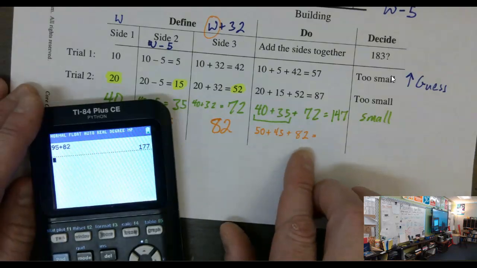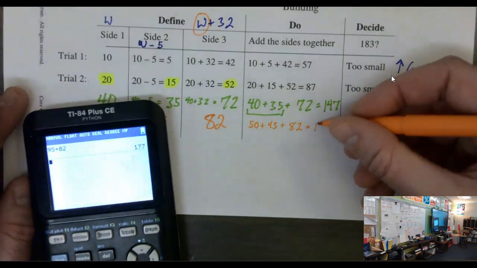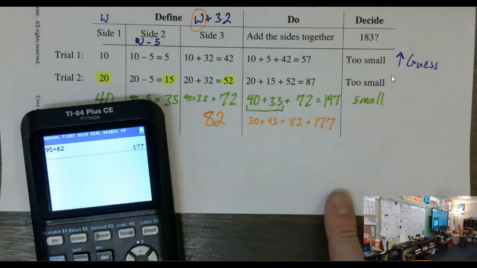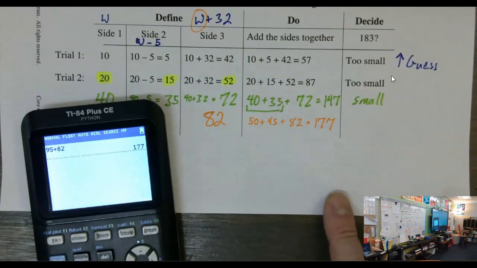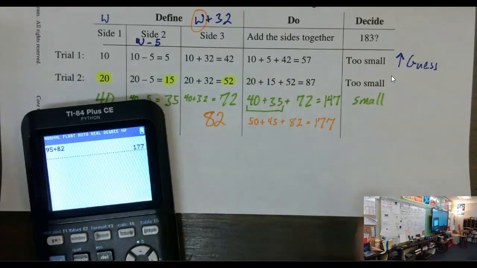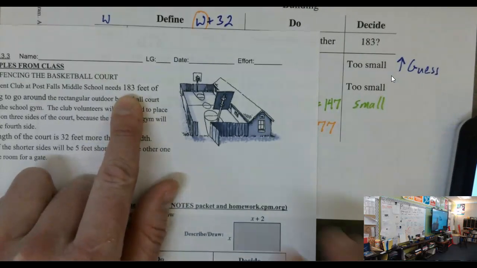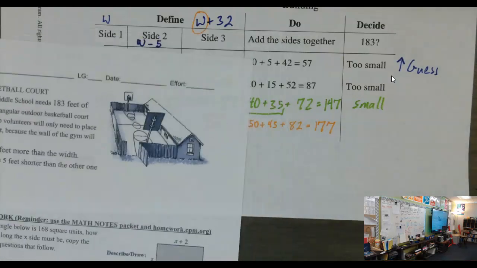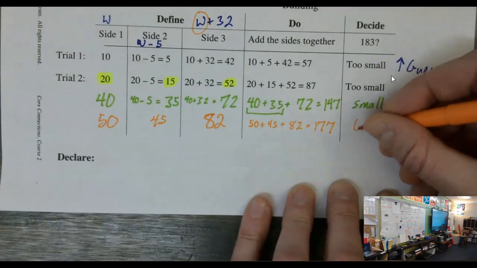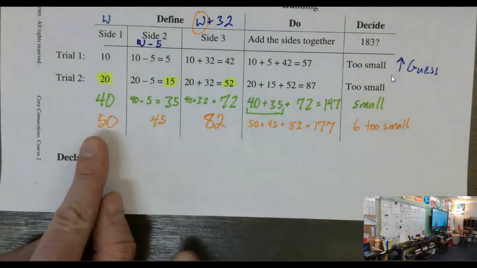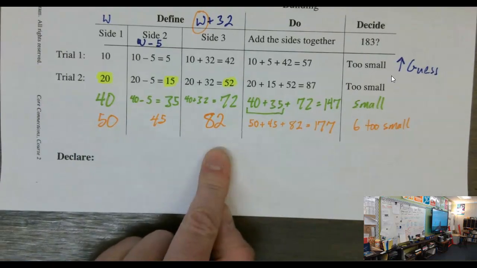Oh, we're so close! 177. Am I too small or too big? Now hold on. How too small am I? 5. Think before you answer. What are we trying to get to? 183. So how too small am I? Now hold on. Here's the tricky part though. Does that mean I should add 6 to each of these? You got an idea of what I could do?